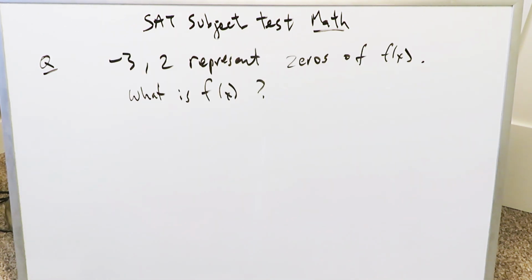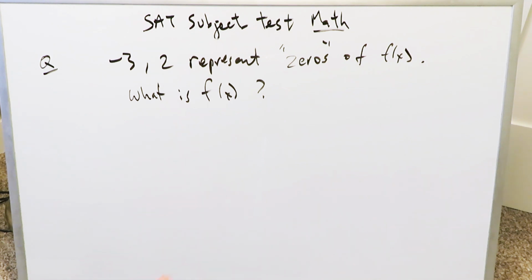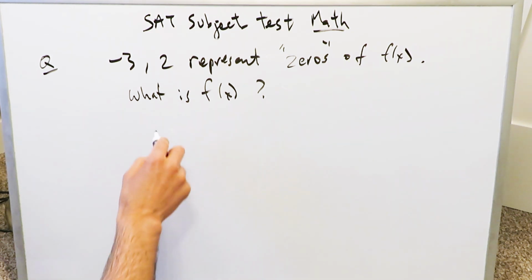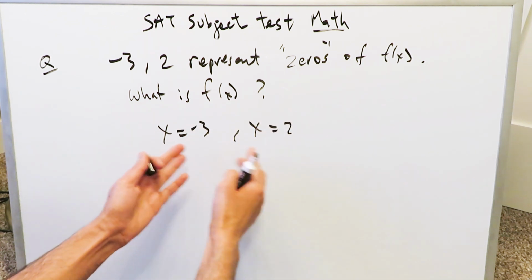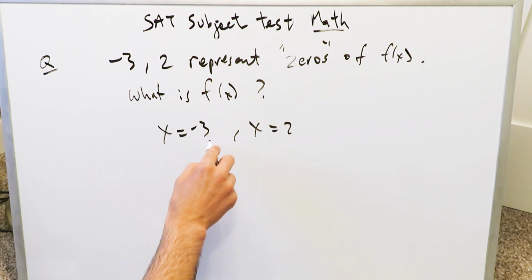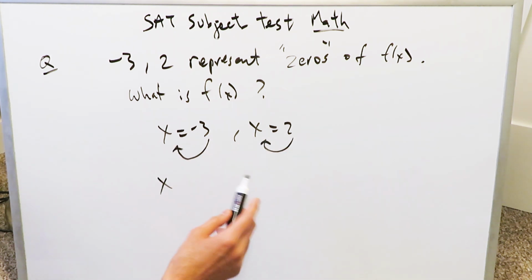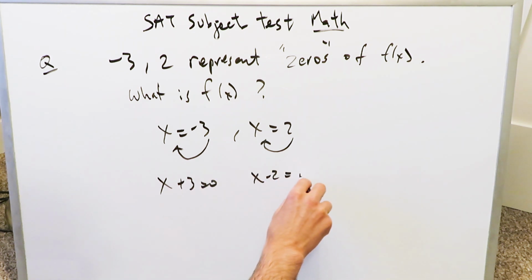Next question, minus 3, 2 represent the zeros of a function. What does zeros mean? These represent the values of x which would zero out your function. What is that function? How would you go about doing this? You're seeing here that x is equal to minus 3 and x is equal to 2. These are your zeros of your function. The way you would handle this is take each of these onto the other side and make each of these equations equal to 0. X plus 3 equals 0, and then x minus 2 equals 0.